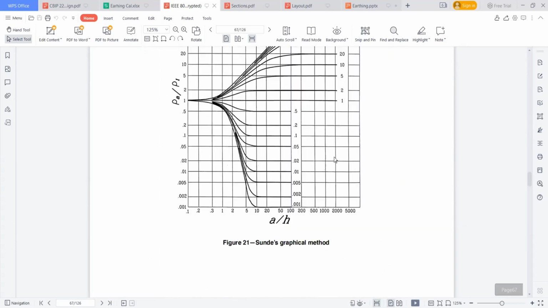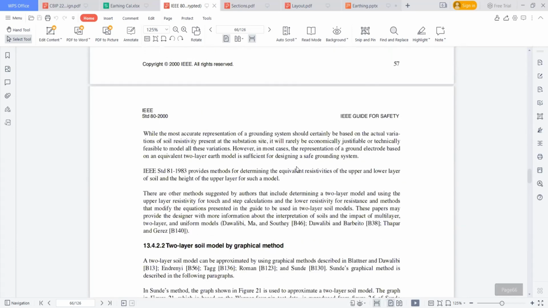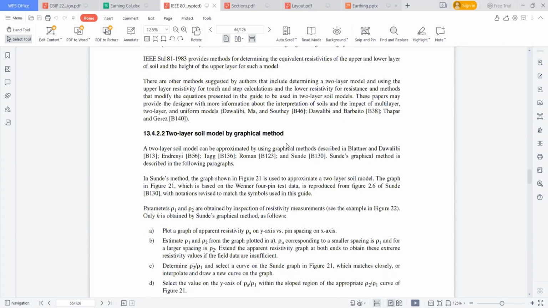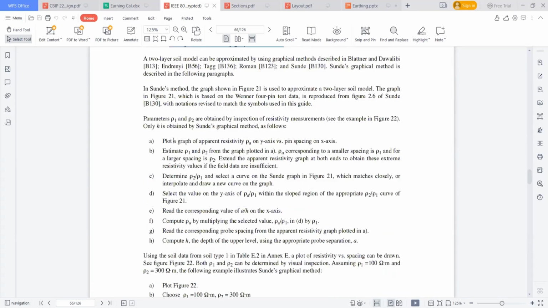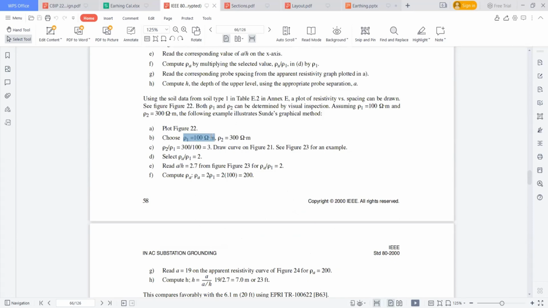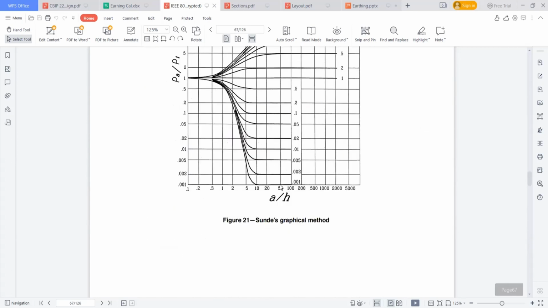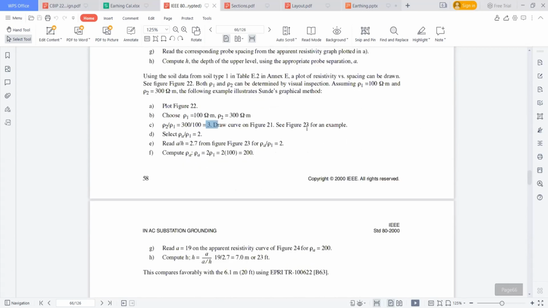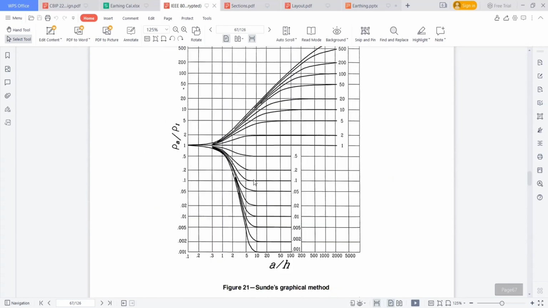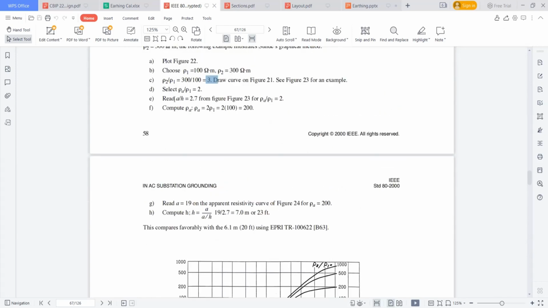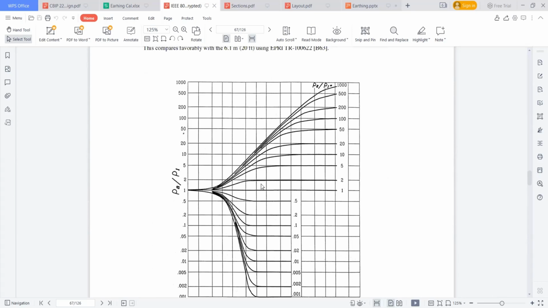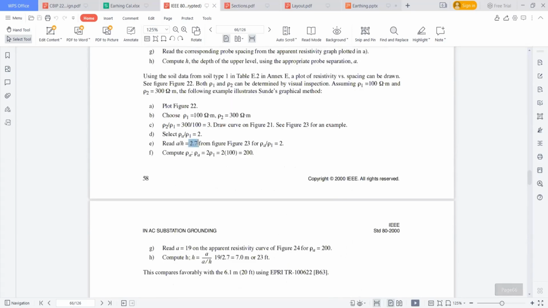Suppose, let's see here. This is the two-layer soil method, the graphical method. Let's suppose I choose the resistivity of soil as 100 ohms, and I have one more soil at the top or underneath, maybe, with 300 ohms. Now, if ρ2 by ρ1 is 3, I draw a graph here, on figure 23. See the figure, figure 21, this one graph, and read the a by h from this. And it is 2.7.